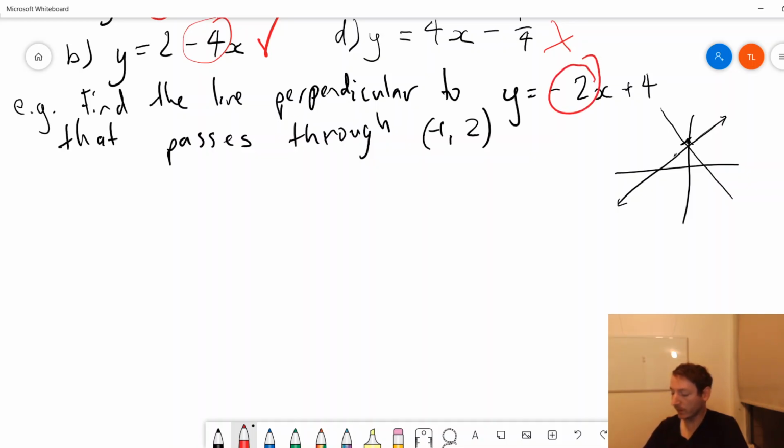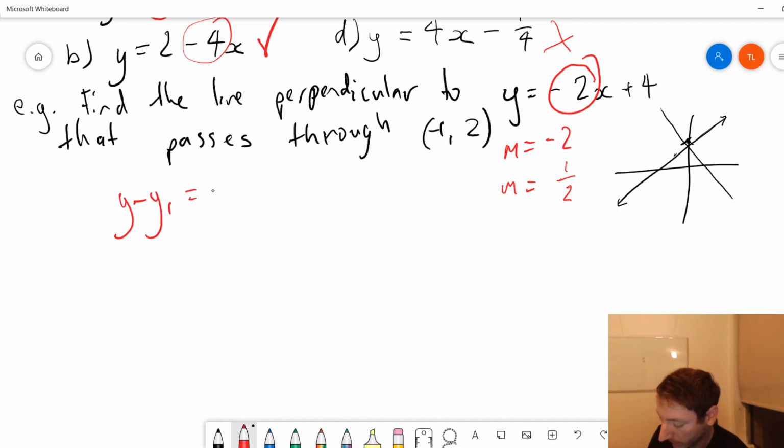Now, again, I'm finding the gradient. We've got m equals negative 2. I need to make a negative reciprocal of this. So 2 becomes 1 over 2. And it already was negative, so I don't need to make it negative here, because negative of a negative is a positive. So I use my point gradient formula. Should be remembering this one pretty well by now because we've used it quite a few times. So m is positive half.